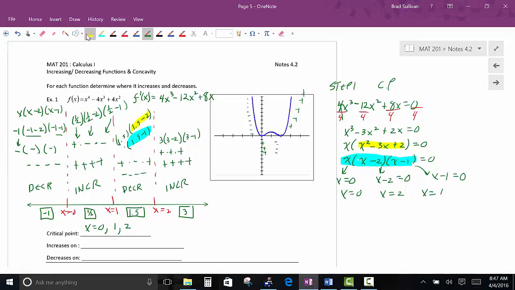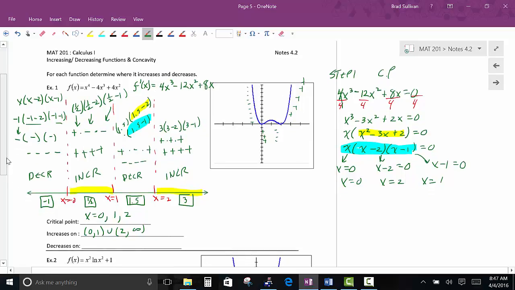So what we're going to say on increasing then is increasing is basically going to be in this region and in this region. Okay, so we just name that in an interval. We say 0 to 1, union, 2 to infinity, always use parentheses. These are open intervals. And then decreasing is going to be there and there. Okay, so what we're going to say on that is negative infinity to 0, union, and then 1 to 2.